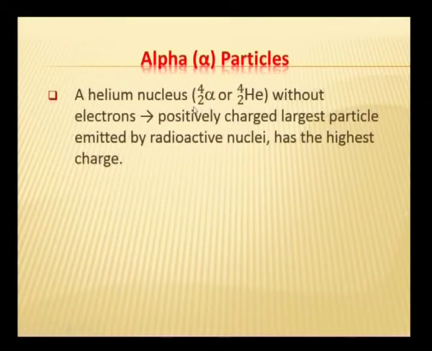A helium nucleus designated in this way is an alpha particle having the atomic number 2, that is 2 electrons and 2 protons, right. The mass number, the number at the top, is 4, that means 2 protons and 2 neutrons. So, this is the helium nucleus, without electrons, that is the so-called alpha particle. It has a positive charge, is the largest particle emitted by radioactive nuclei, and has the highest charge.